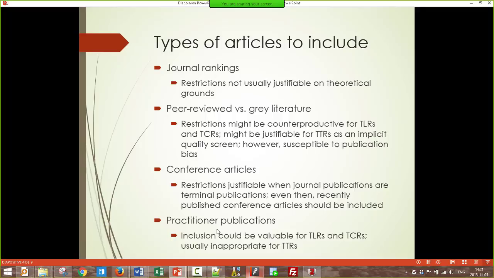However, for theory testing reviews, again, a theory testing review only includes articles that have actually tested a theory. Practitioners don't test theory. And if they do, it's very badly because they're not trained in scholarly methods of building or testing theory. So for a theory testing review, no. You don't want to include practitioner publications there.